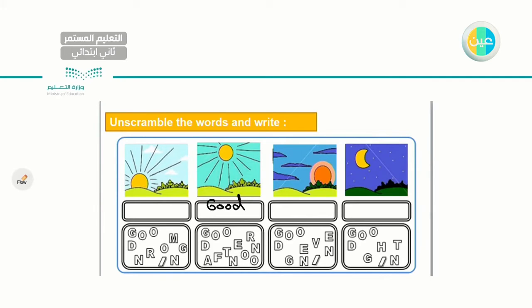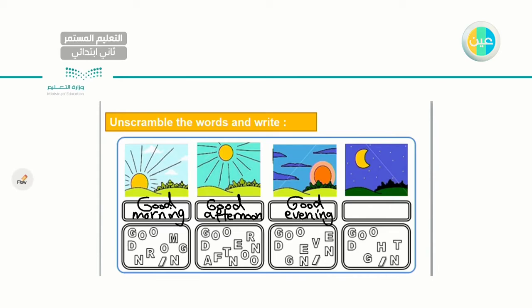Good afternoon. Very good. Good morning. How about the third one? What do you think? I can see G, double O, D. It is good evening. That's right. Very good. It is good evening. Very good.